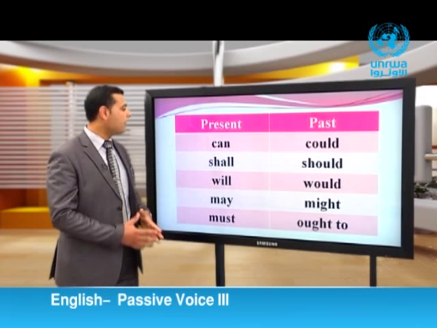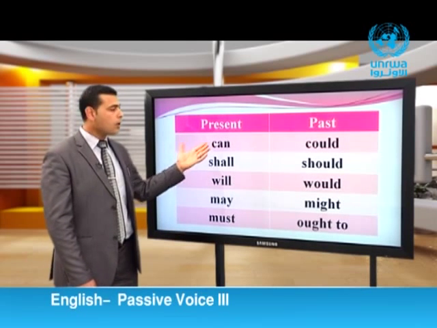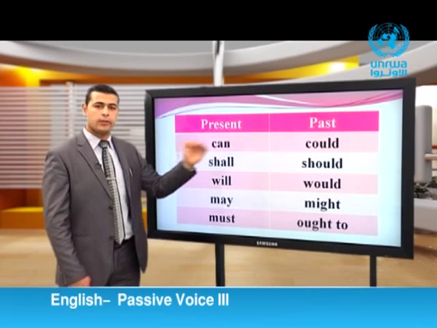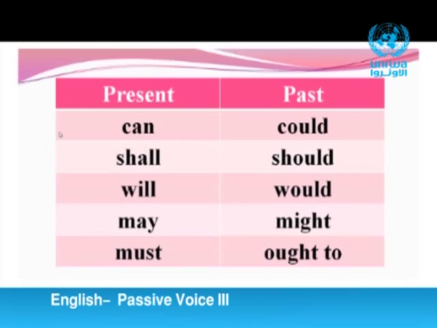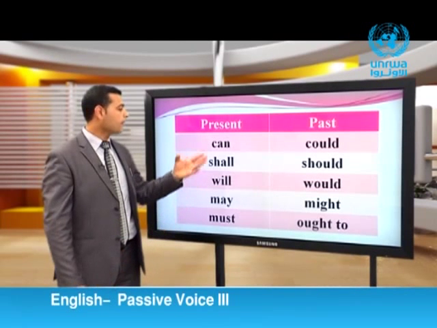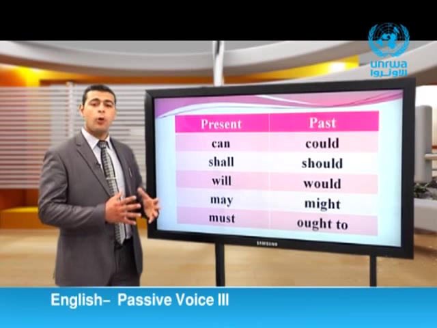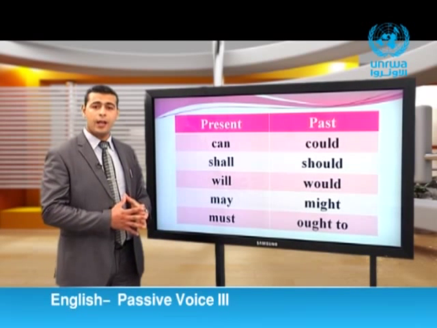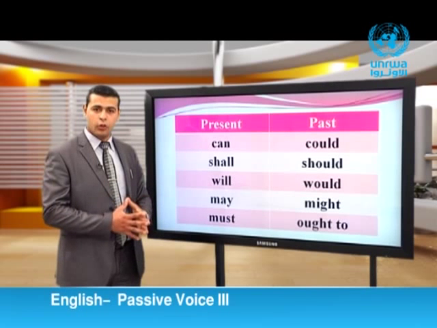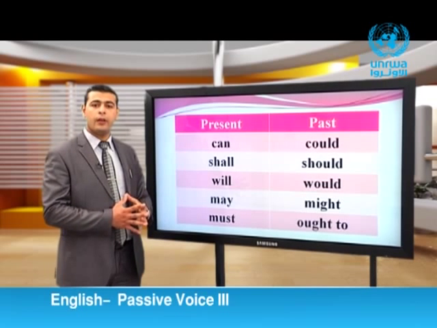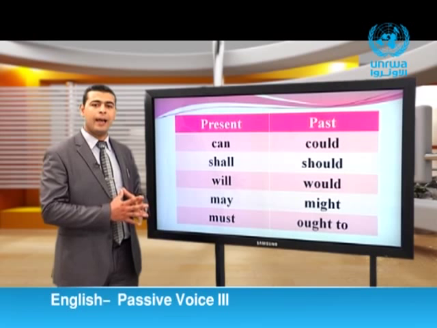Okay, let's look at the modal verbs here. In the present we have can, could in the past. Can, could. Shall, should. Will, would. May, might. Must, ought to. These modal verbs all the time are followed by infinitive. The modal verbs are followed by infinitive in all the cases. تلحق الأفعال الناقصة بالمصدر في جميع الحالات.